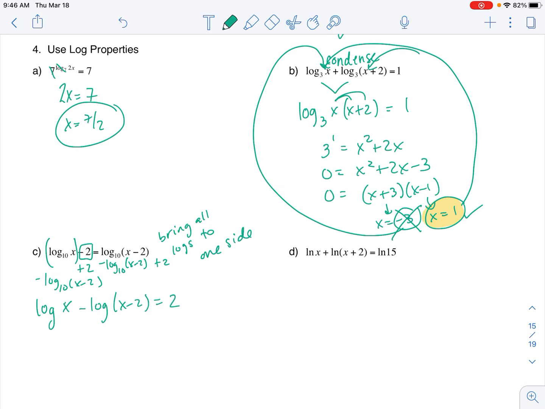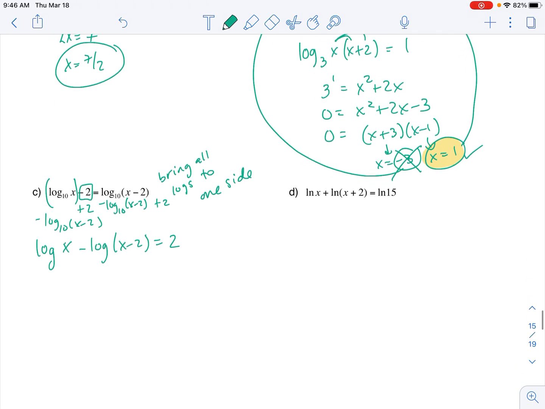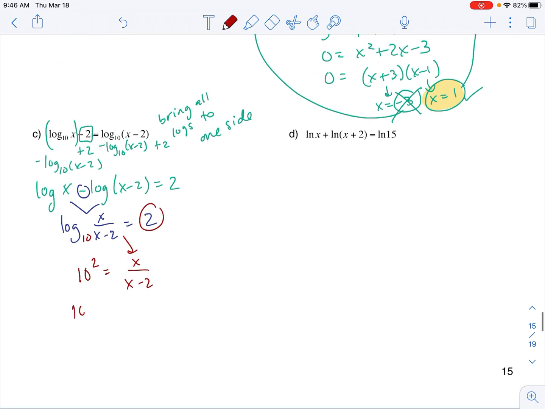Okay, so now I've got log of x minus log of x minus 2 is just equal to 2. Now what I can do is use my property, condense. This is subtraction, so it's going to condense into division. This is, again, base 10, so now I rewrite it as 10 to the 2nd power equals x over x minus 2. So we can solve this. 100 times x minus 2, 100x minus 200. So x equals 200 over 99.